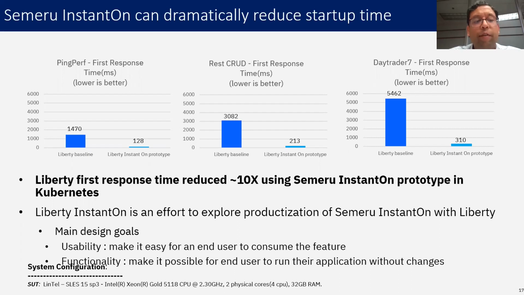So what are the main goals of Liberty InstantOn? Usability is one. There's a lot of complexity at the CRIU level, at the JVM level, etc., that really the end user doesn't need to be exposed to. So it's an exercise in hiding all that complexity from the user and ensuring that the framework takes care of everything for you. And then there's the functionality aspect of it. We want to make it possible for an end user to run their applications without changes. So that's an important goal for us rather than only target new applications.